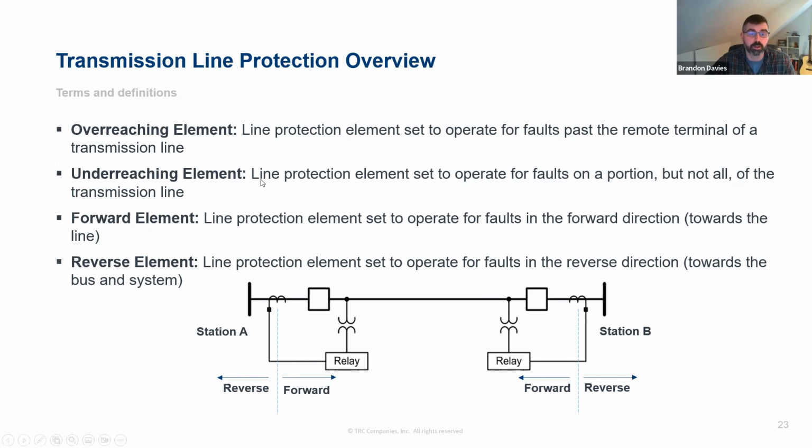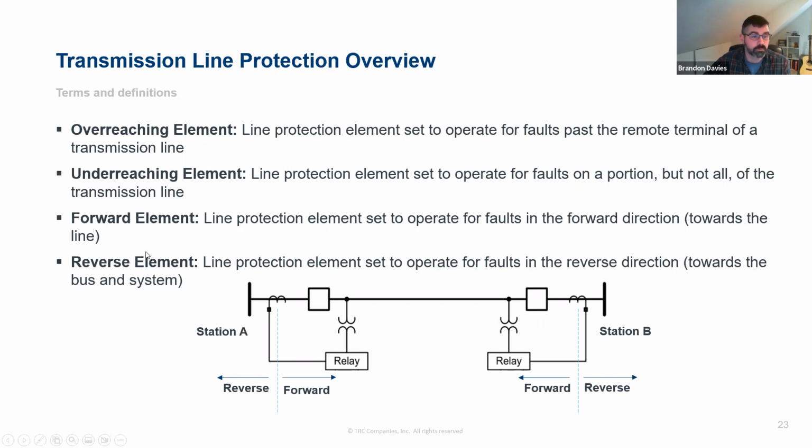And an underreaching element is one that's set so that it stops operating at some point before the end of the line. It might only reach halfway or 80% of the way down the line, but it won't see faults in the last portion of the transmission line, because it would typically be set high speed with no intentional delay. And if it sees past the end of the line, you lose that selectivity and the coordination that we're trying to achieve.